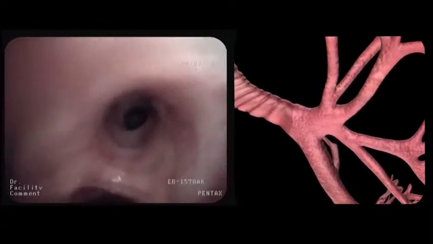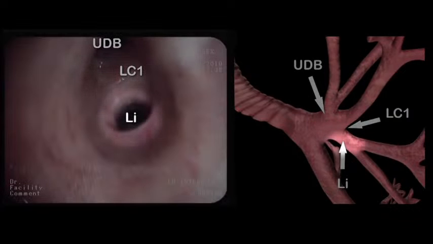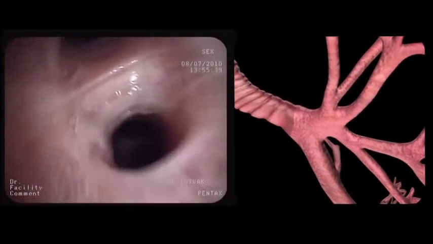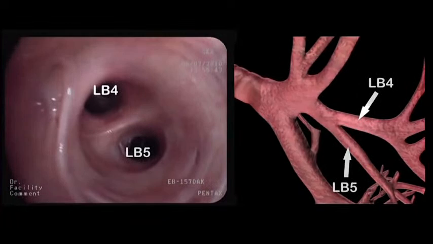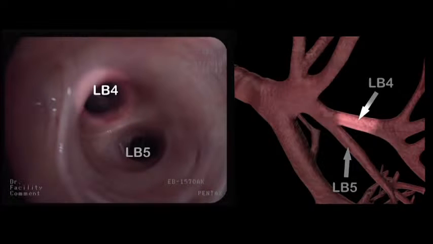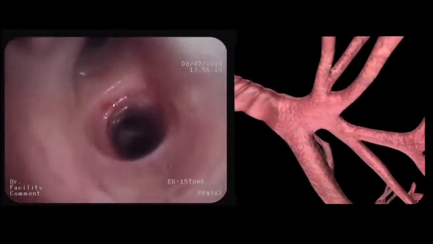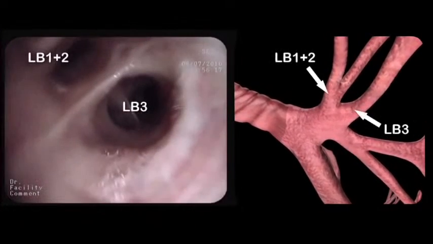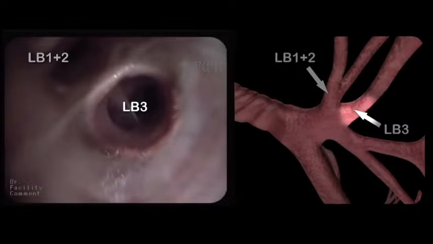When entering the left upper lobe, we recognize the upper division bronchus, the left carina 1, and the lingula. The lingular bronchus divides into the superior segmental bronchus, or LB4, and the inferior segmental bronchus, or LB5. The bronchoscope is retracted and advanced into the upper division bronchus. Here we can identify the apical posterior segmental bronchus, or LB1 plus 2, and the anterior segmental bronchus, or LB3.